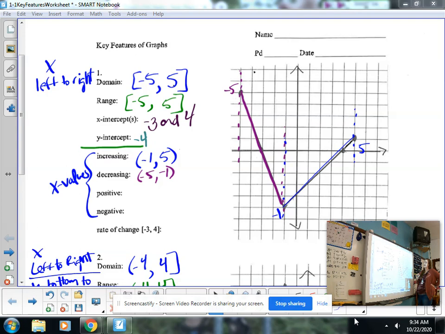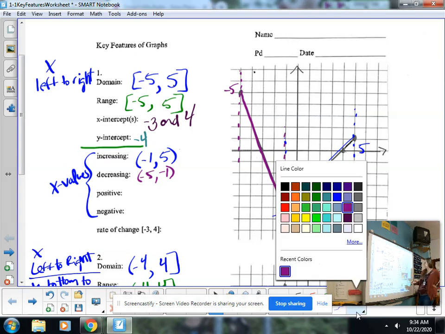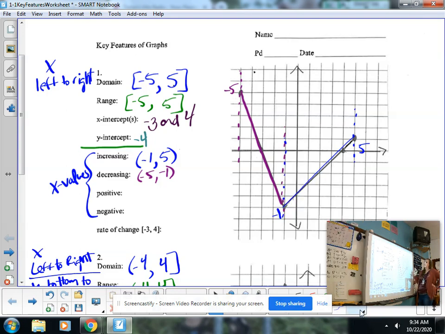Now, positive and negative. Switch colors again. Positive is where your graph is above the x-axis. So here's my x-axis line. This piece is above the x-axis, and this little piece over here is above the x-axis. So I want to name the x values that happen there. So it looks like I'm between this x value, which I already said was -5, and this x value, which is -3. So it is positive from -5 to -3.